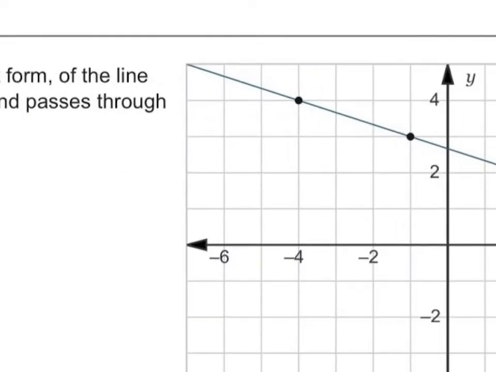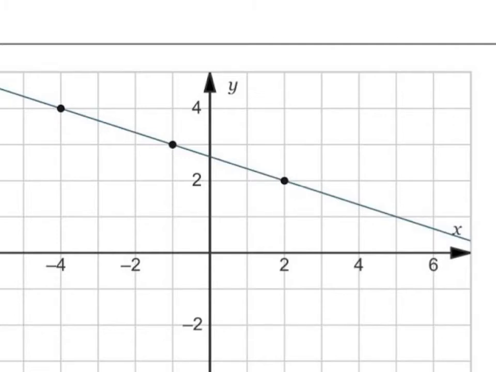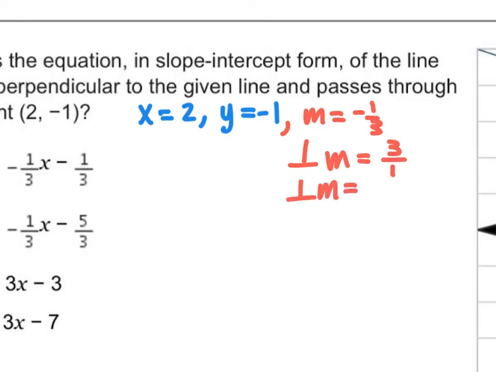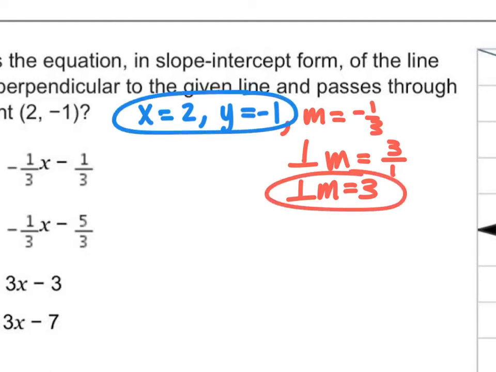Now I need to come over here and figure out what my slope is. And so my slope, going from one point to the next, I go down 1 and then over 3. So negative 1 over 3. So I come over here, I know that my slope of my line is negative 1/3, but I need to find my perpendicular slope. And for my perpendicular slope, I'm going to flip the fraction and change the sign, and that's going to give me positive 3 over 1. So my perpendicular slope is just going to be 3. All right, so I got my slope, I got my point, and let's use y equals mx plus b.